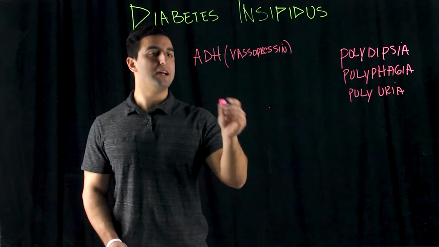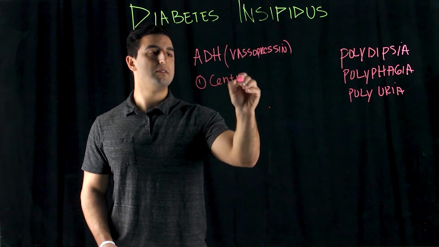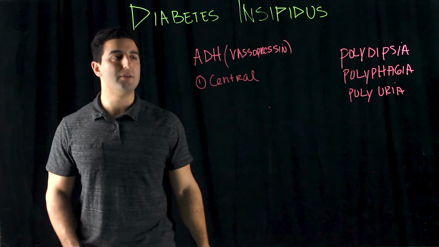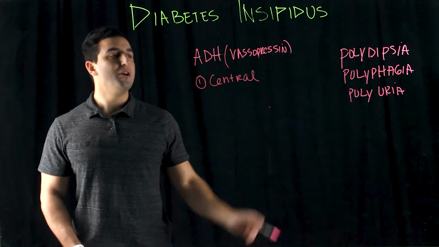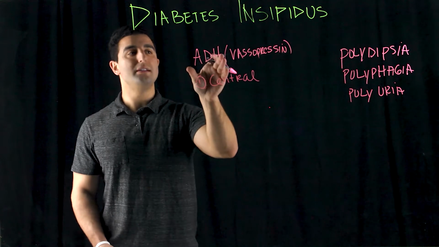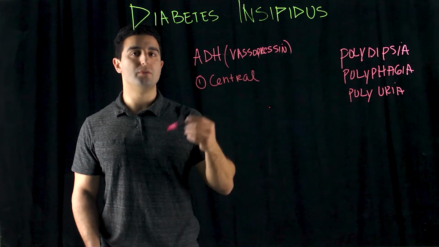There are 4 different types. Number 1 is central diabetes insipidus. This is where there is a lack of antidiuretic hormone. Due to some kind of congenital abnormality, the ADH is not produced in the hypothalamus, so you have no antidiuretic hormone and you lose the ability to retain water.